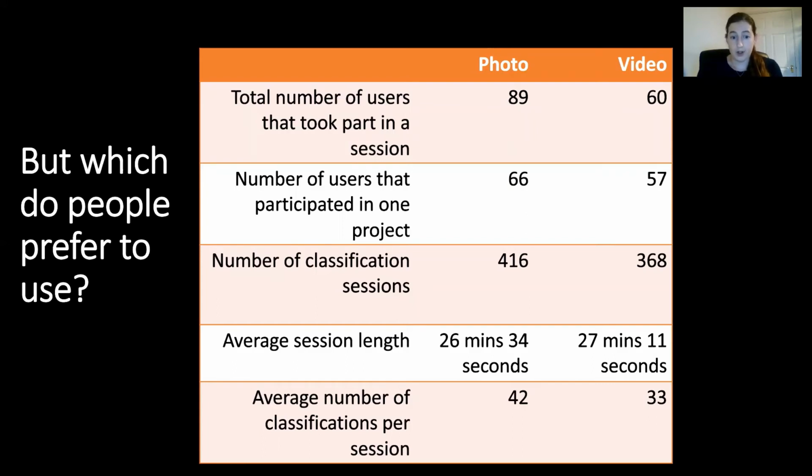On average, people submitted 42 classifications when they were doing the photo project and classified 33 videos per session on the video project. So again, the video is a slightly lower number, which is not surprising considering they're spending a similar amount of time, but we know it takes longer per video to classify.